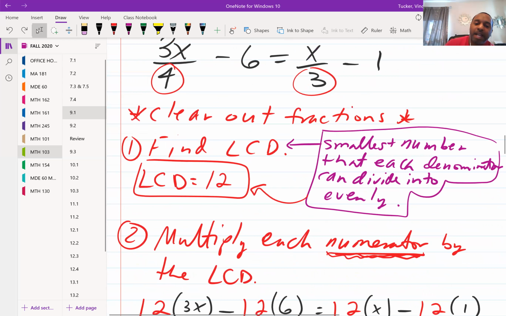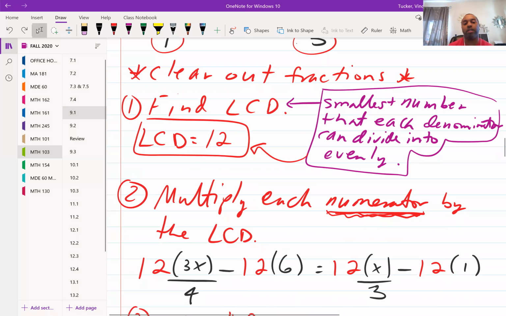Then we're going to multiply each numerator by the LCD. Notice I didn't say top and bottom. I didn't say numerator and denominator. We're going to multiply across the equation. So we're going to multiply each numerator by the LCD. Even if it doesn't have a fraction or a denominator, we're still going to multiply by the LCD. Every term has to be affected by that LCD, or you're going to change the value of the equation. So you have to multiply each numerator by the LCD. And that's what we have there.